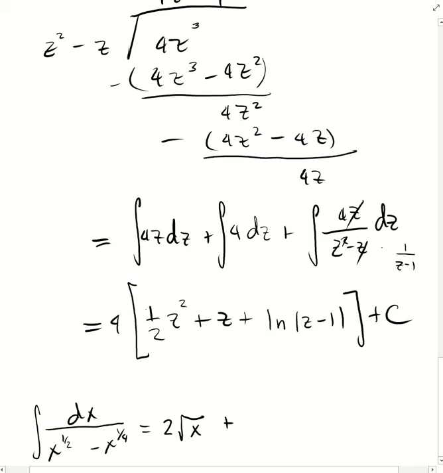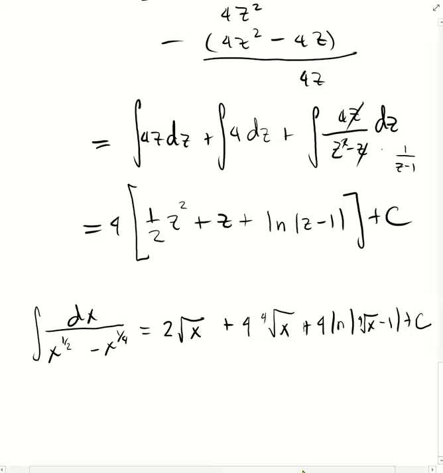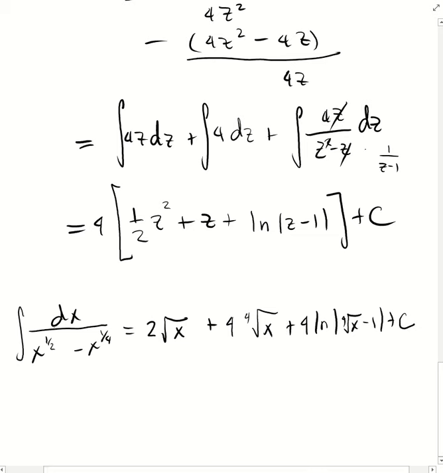Then plus 4 times z. Z is fourth root of x. So 4 times the fourth root of x, or x raised to 1/4. Then plus 4 ln of z, which is the fourth root of x, minus 1, plus c. And this is now the result of the integration of dx over x raised to 1/2 minus x raised to 1/4.